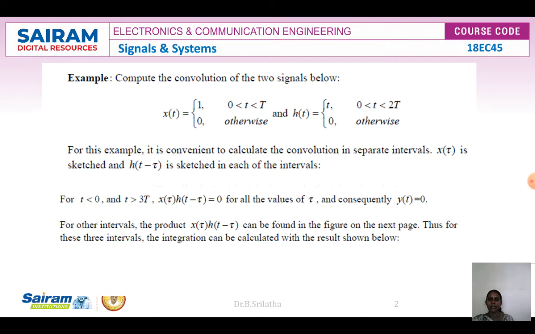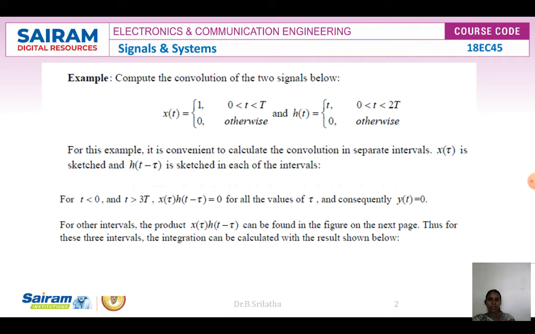Now x of tau exists from 0 to T, so for t less than 0 and t greater than 3T, the product of x of tau and h of t minus tau is 0, because the signals exist only from 0 to 3T. Here the lower signal is 0 and here also the lower signal is 0, so 0 plus 0 gives 0.